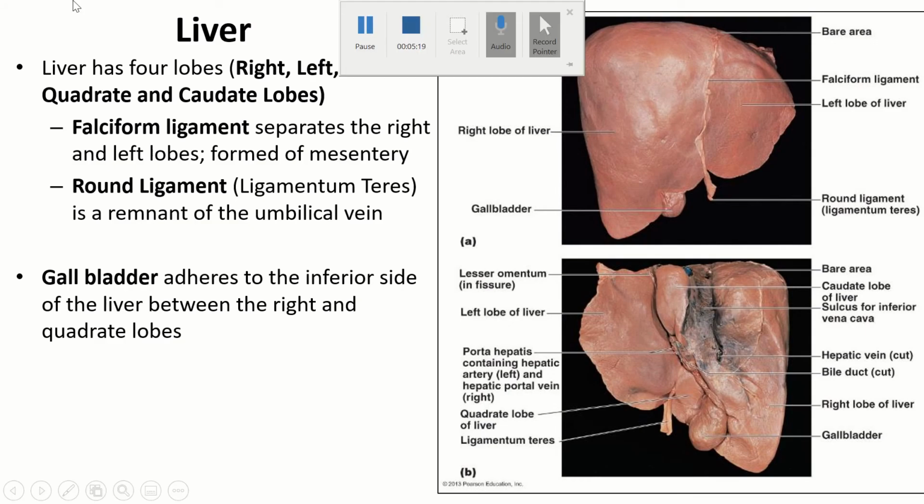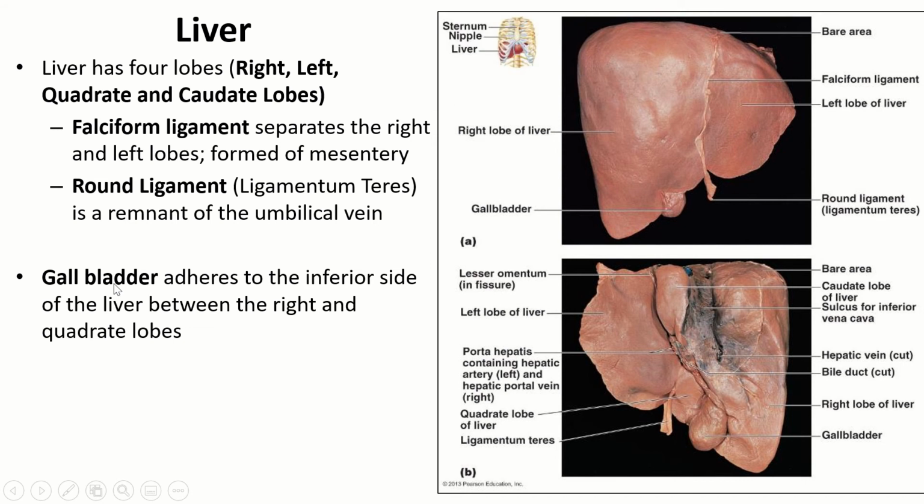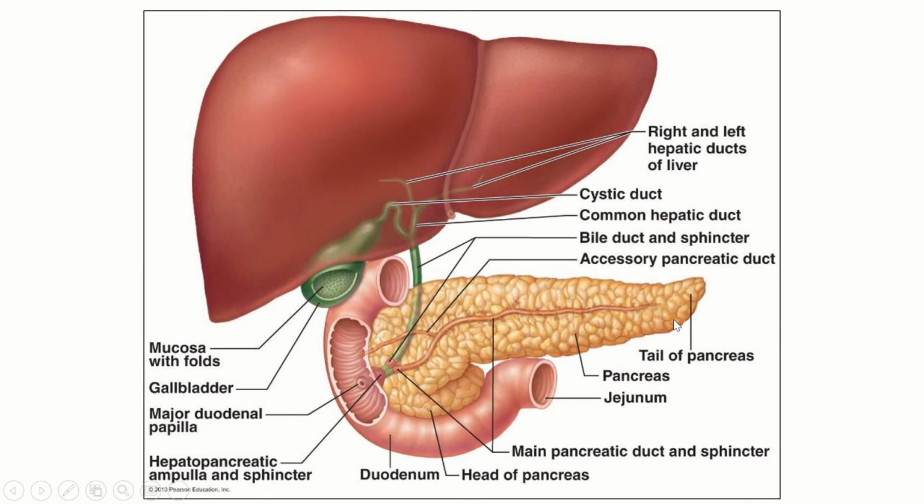So you've studied liver anatomy quite a bit. It does have the 4 lobes with the falciform ligament separating the right from the left lobes, and the round ligament here as your remnant of the umbilical vein. The gallbladder tends to be situated right here on the inferior side of the liver, and so of course its initial ducts are going to originate right here at the base of the liver. You can see that right there.